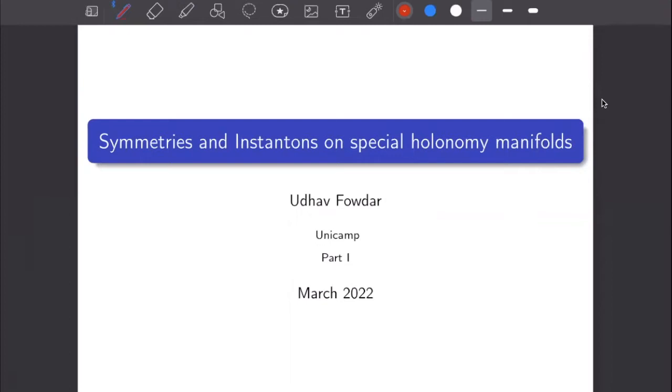And then I'll repeat the analogous argument when the hyperkähler condition is replaced by the G2 one, and I'll try to build some sort of analogy and highlight the differences between the two cases. Okay, so let me just get started.